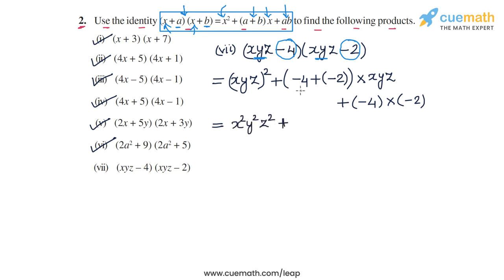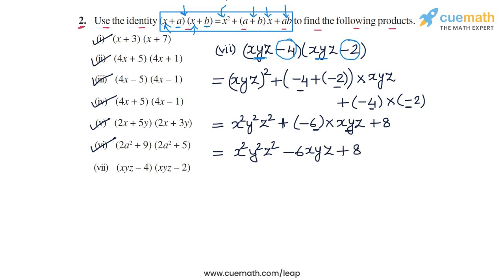Then we have minus 4 plus minus 2, that's minus 6 into xyz, this is the second term, and then we have minus 4 into minus 2 is the third term, which is plus 8. Okay, and finally we can write this as x square y square z square, then minus 6xyz, and then we have 8. So this expression, x square y square z square minus 6xyz plus 8, this is the product in part 7. And with this we have completed question number 2.